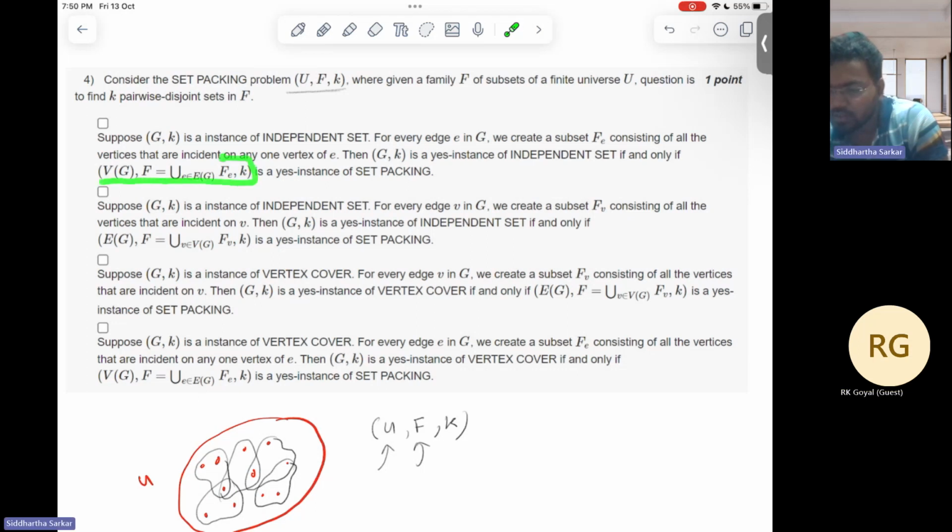So they have defined some instances, and then they're asking whether, if we define some instances, it is a yes instance of set packing or not. So they have defined 1, 2, 3, and 4 instances. Very simple, but there are some typos. For example, this should be for every vertex.